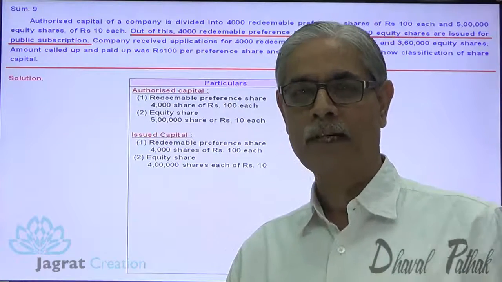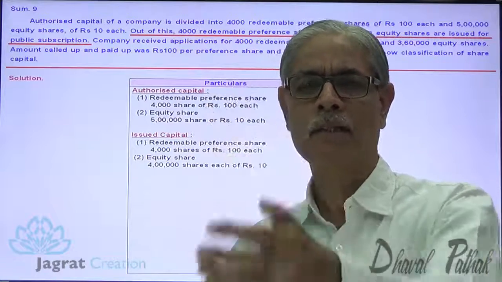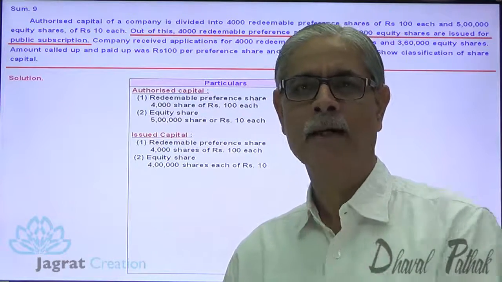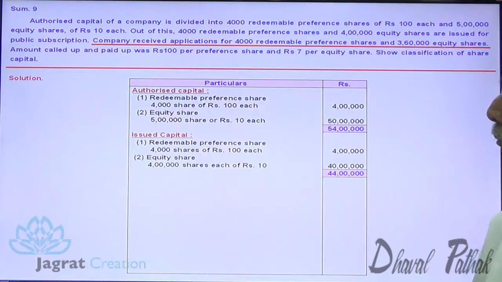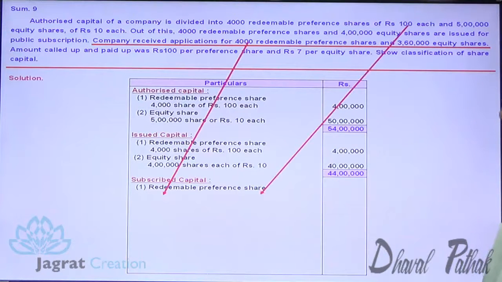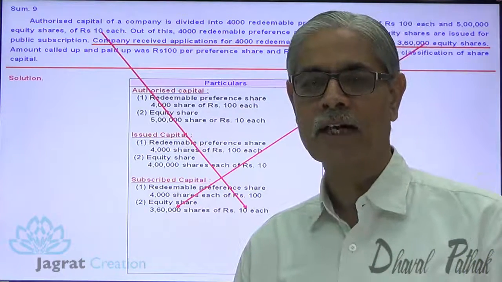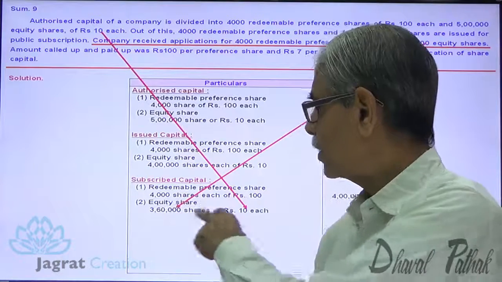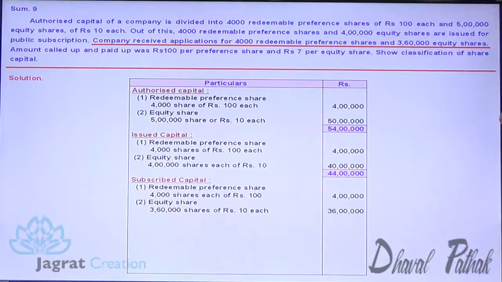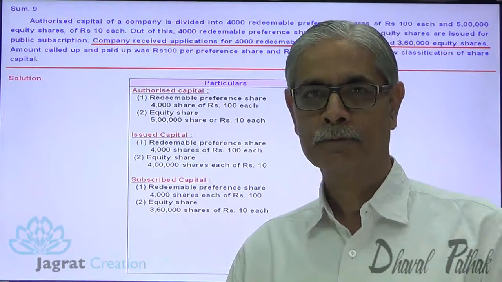Now I want to write down the subscribed capital. We have offered the shares to the public, but how many applications? What is the subscription that has been received? That is denoted by subscribed capital. So we have received subscription of 4,000 shares for preference shares. So subscribed preference share capital is 4 lakhs. But we have received only 3,60,000 applications. Subscription is 3,60,000 shares. So 3,60,000 into 10 is the subscribed equity capital. So total subscribed capital is 40 lakhs.